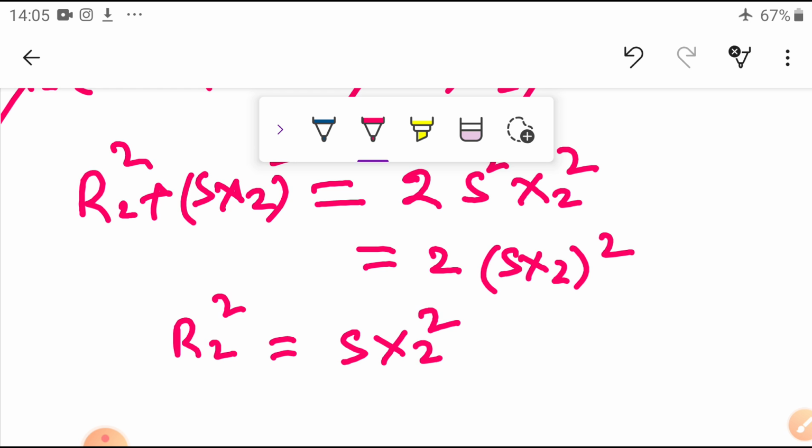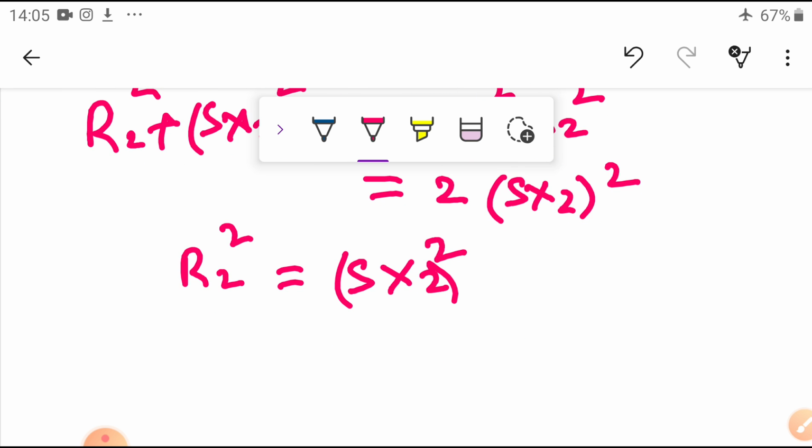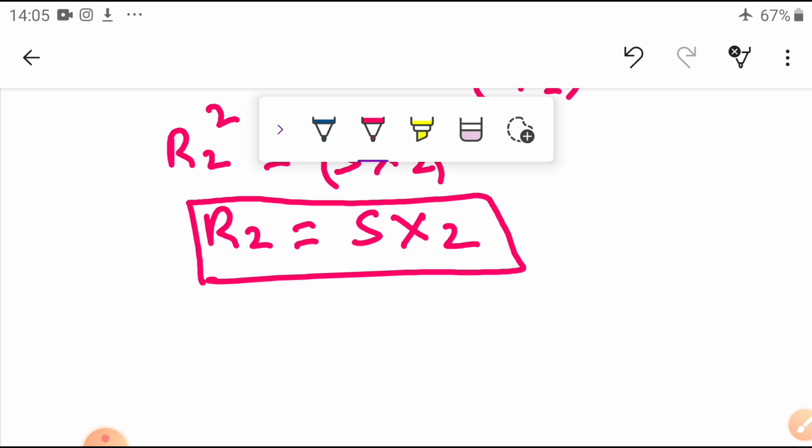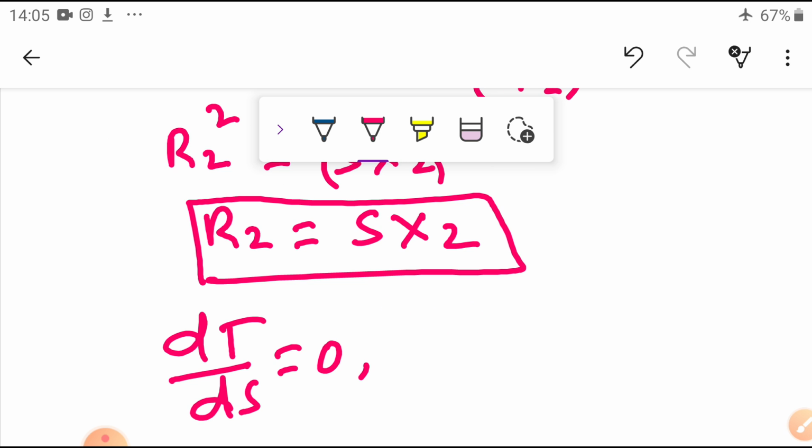So, sorry, this is called bracket. Okay, write it as bracket x2. So here, under root on both sides, we get R2 equal to S into X2. This is the condition for maximum torque. Simply, that means dT by dS equals 0, so we get it at the maximum slip.